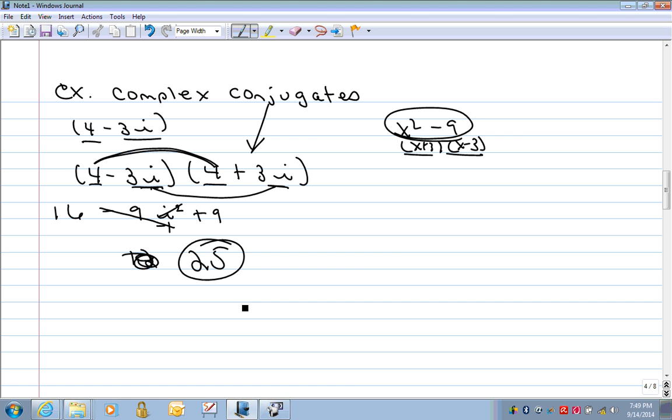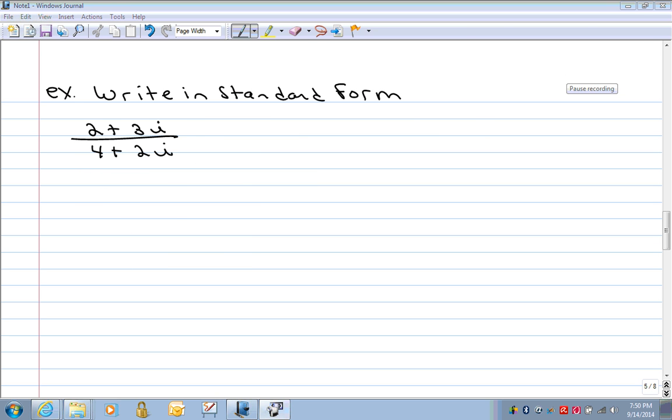All right, now let's see about writing some complex numbers in standard form. Next example. Okay, that last problem kind of prepared us for this problem.